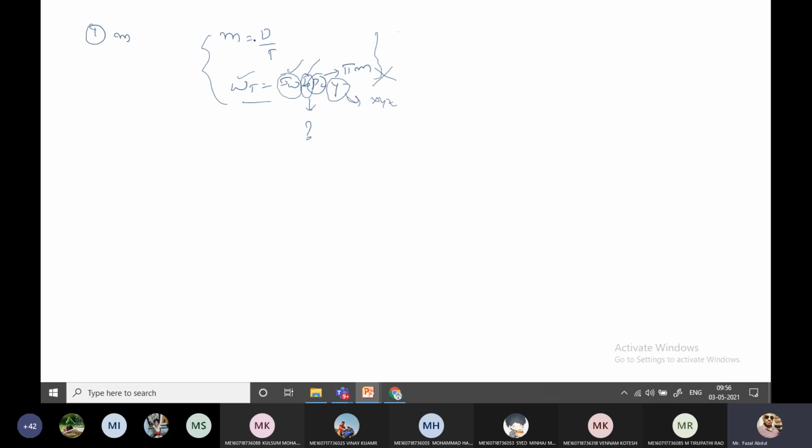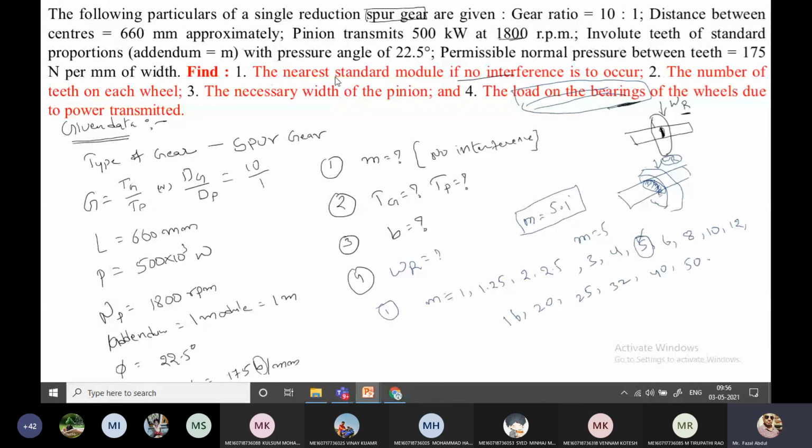Now see this one, module, this is the question mark asking the question. Here we can calculate the diameter of the wheel. So for the diameter of the wheel, if you write the equation, easily we can calculate the diameter. Which one is unknown here? Only unknown is the module. So this is the equation set for solving the answer. Now this equation I am adopting. To calculate this one, see the question properly here again: nearest standard module if there is no interference.